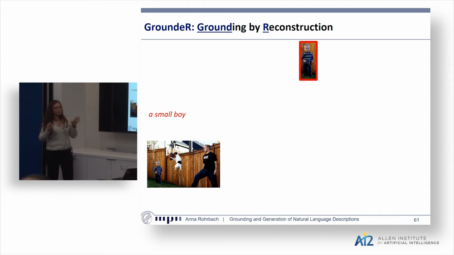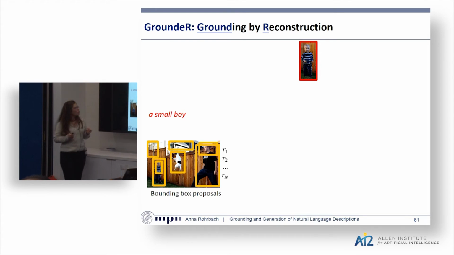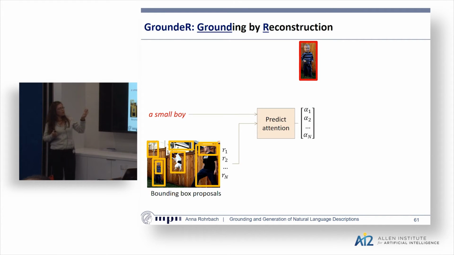Let's start with the high-level picture of what is going on in this approach. The approach is called GroundeR, grounding by reconstruction. We start with generating object proposals in the image, and jointly each of these regions and the query form the input into the attention mechanism, which gives us attention weights for every region. These attention weights are directly used: the highest attended region is the correct grounding. That's going to be happening at test time. That's what we're trying to learn. So how do we learn this attention mechanism?